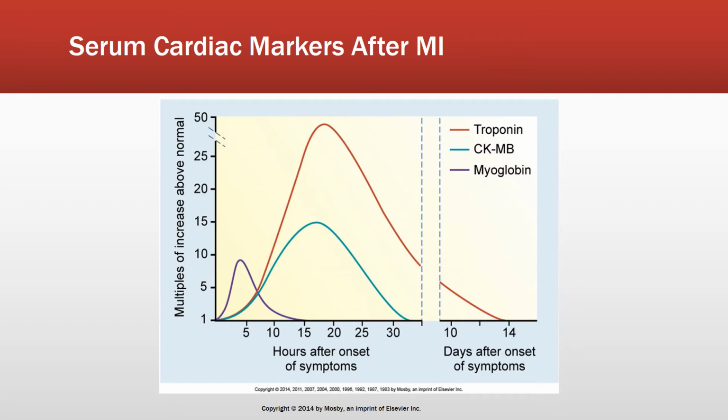We need to know the onset, the peak, and the duration. You can see in the graph the difference in how many hours and how many days. Cardiac specific troponin has two subtypes, troponin T and troponin I. These markers are very specific indicators of MI, and very sensitive as well.